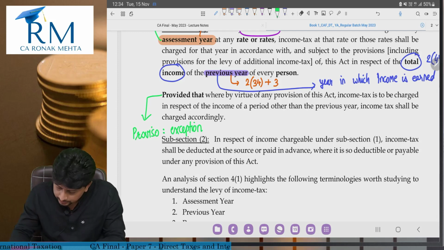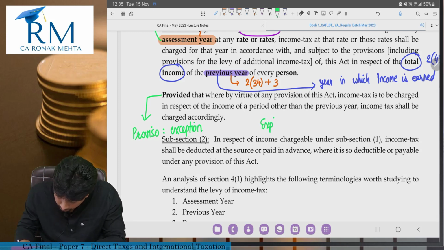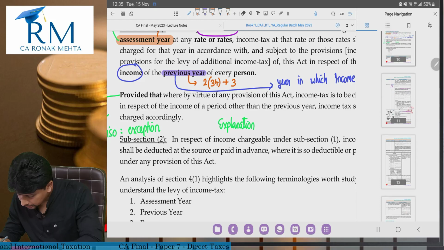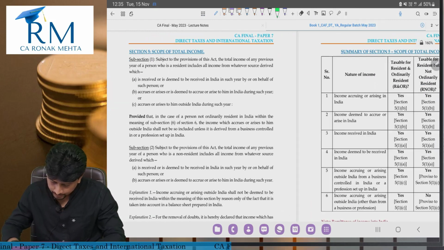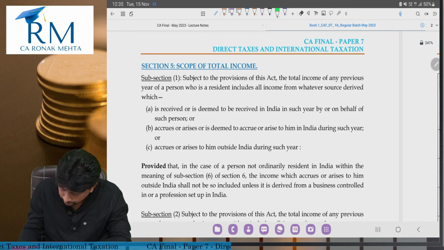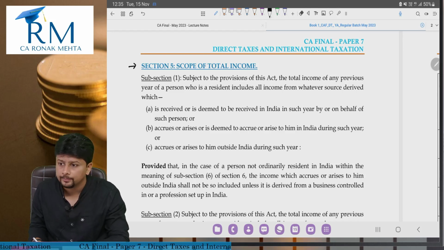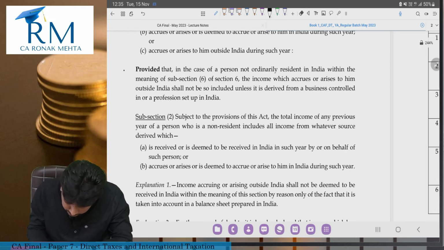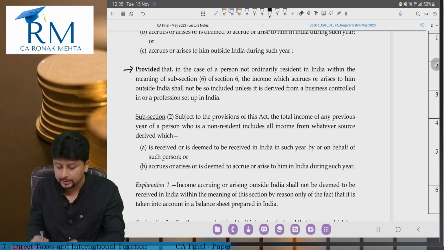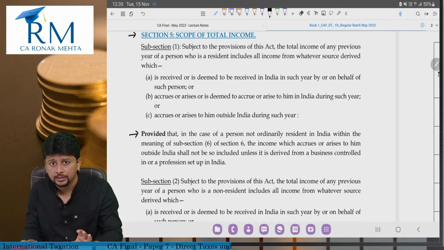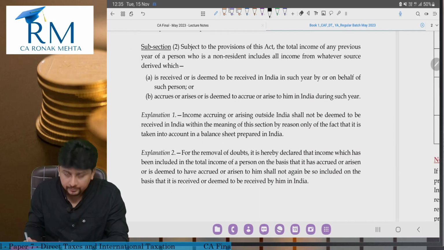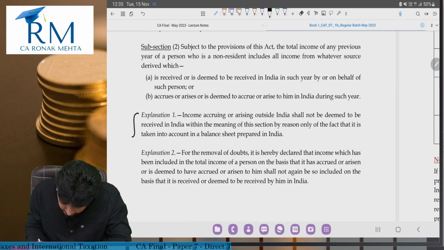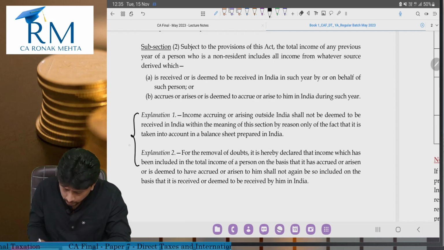Sometimes there is also something called an explanation. I'll give you an example of this explanation also. See, this is section 5, scope of total income, and in that you have this paragraph, provided, an exception created. Subsection 1 states something, and then a proviso, a small exception is created, and then there is subsection 2, and then there is explanation 1, explanation 2. What is this?